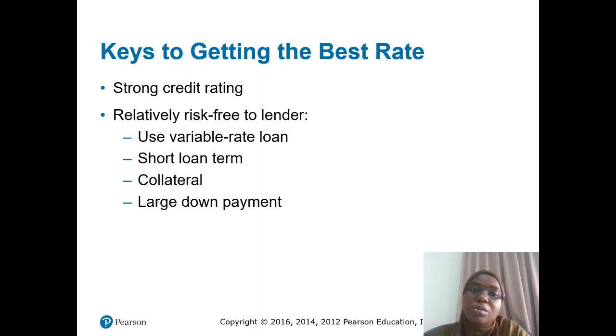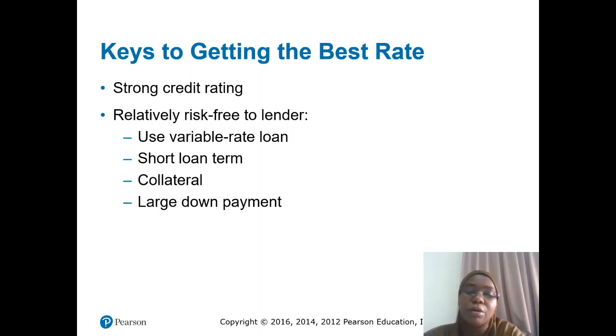So what are the keys to getting the best rates? One of them is a strong credit rating. The second one is loans that are relatively risk-free to the lender. They use a variable rate loan, short-term loan, short loan term, collateral, as well as a large down payment. This is what is required when you actually get a loan. These are the advantages of the risk-free kind of loan to the lender.